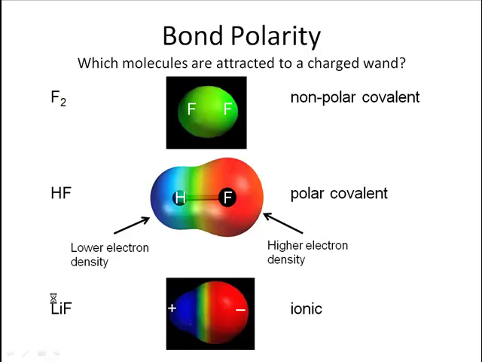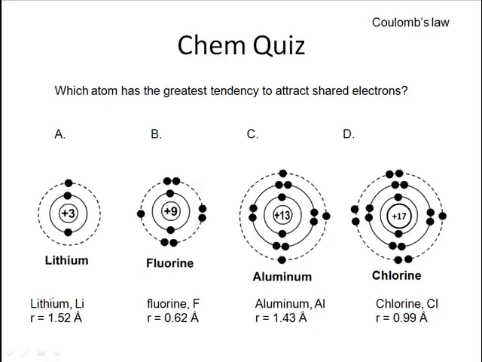Now, if we look at these elements here, we should be able to answer the following question about these elements. Which atom has the greatest tendency to attract shared electrons? So I'm going to give you 1 minute. This is a multiple choice quiz. One minute to try to come up with an answer. Just need to choose one and explain why. You have 1 minute to think about it. Ready, set, go.